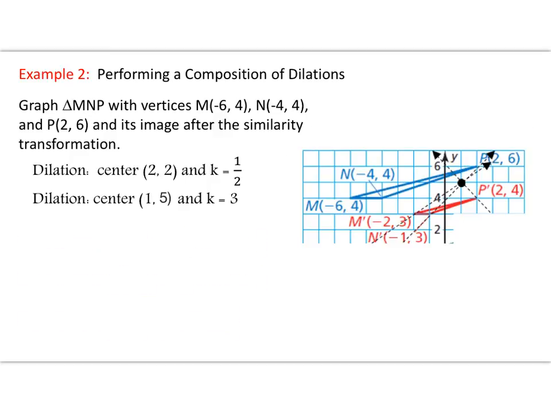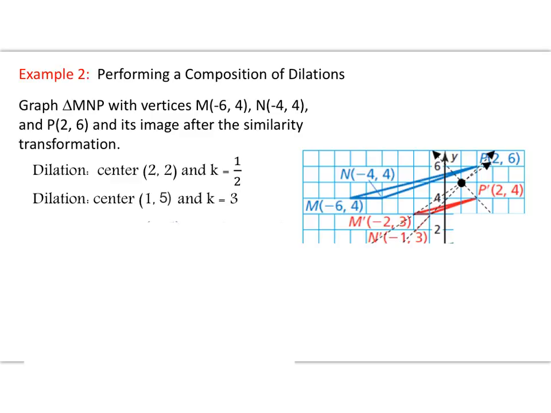All right, let's take a look at our second dilation at center 1, 5 and a scale factor of 3. So plot the point 1, 5, and then we want to connect lines from that center of dilation to each vertex of the prime figure. So we figure out each slope.